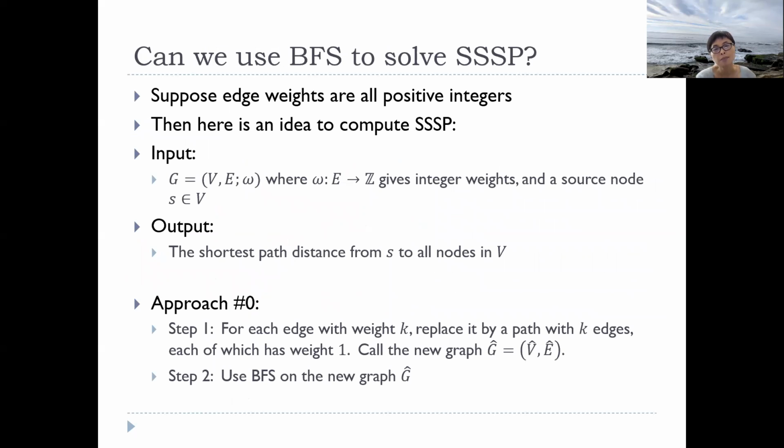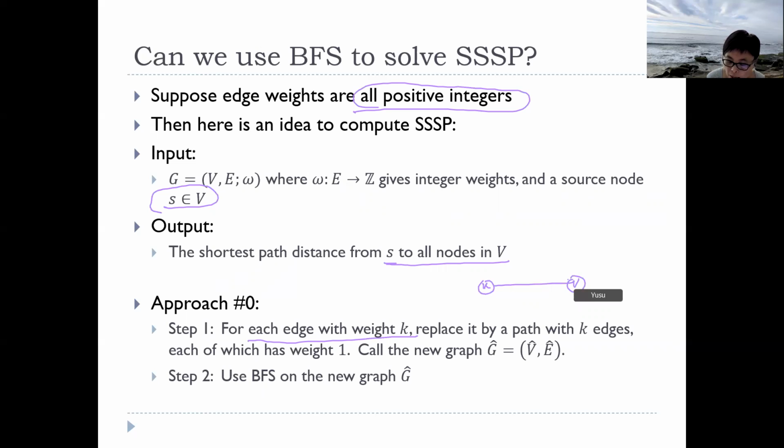But there's another approach that lets us still leverage BFS. To solve SSSP, let's assume now all edges have positive integers as weights: 1, 2, 10, 100, and so on. Suppose we're given the source node S and want to compute the shortest path distance from S to all other nodes. If all my edges have weight 1, then I can use BFS to solve the problem. So how about this: if I have an edge with weight K, say an edge between U and V with weight 5, I can modify my graph so that between U and V I have 5 edges, each of them with weight 1.